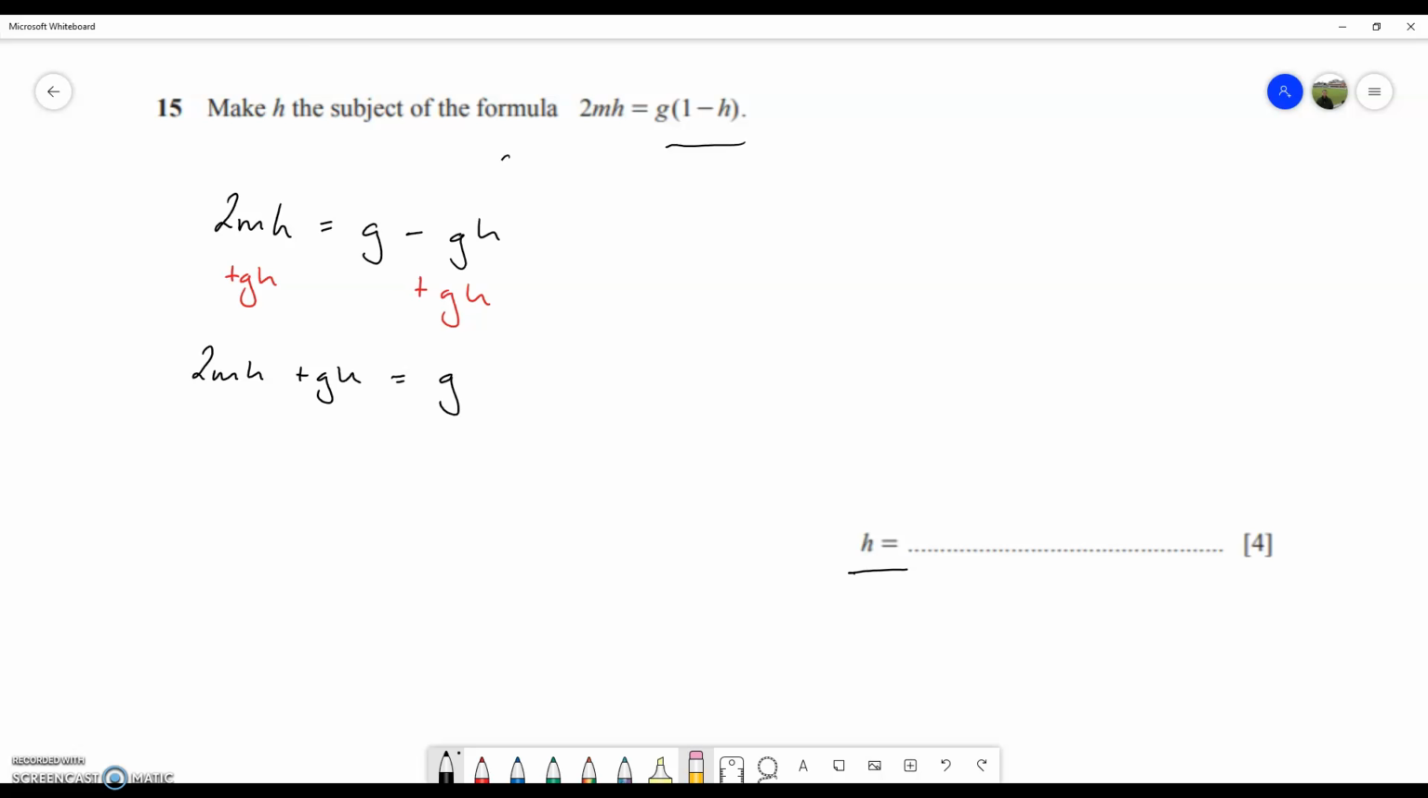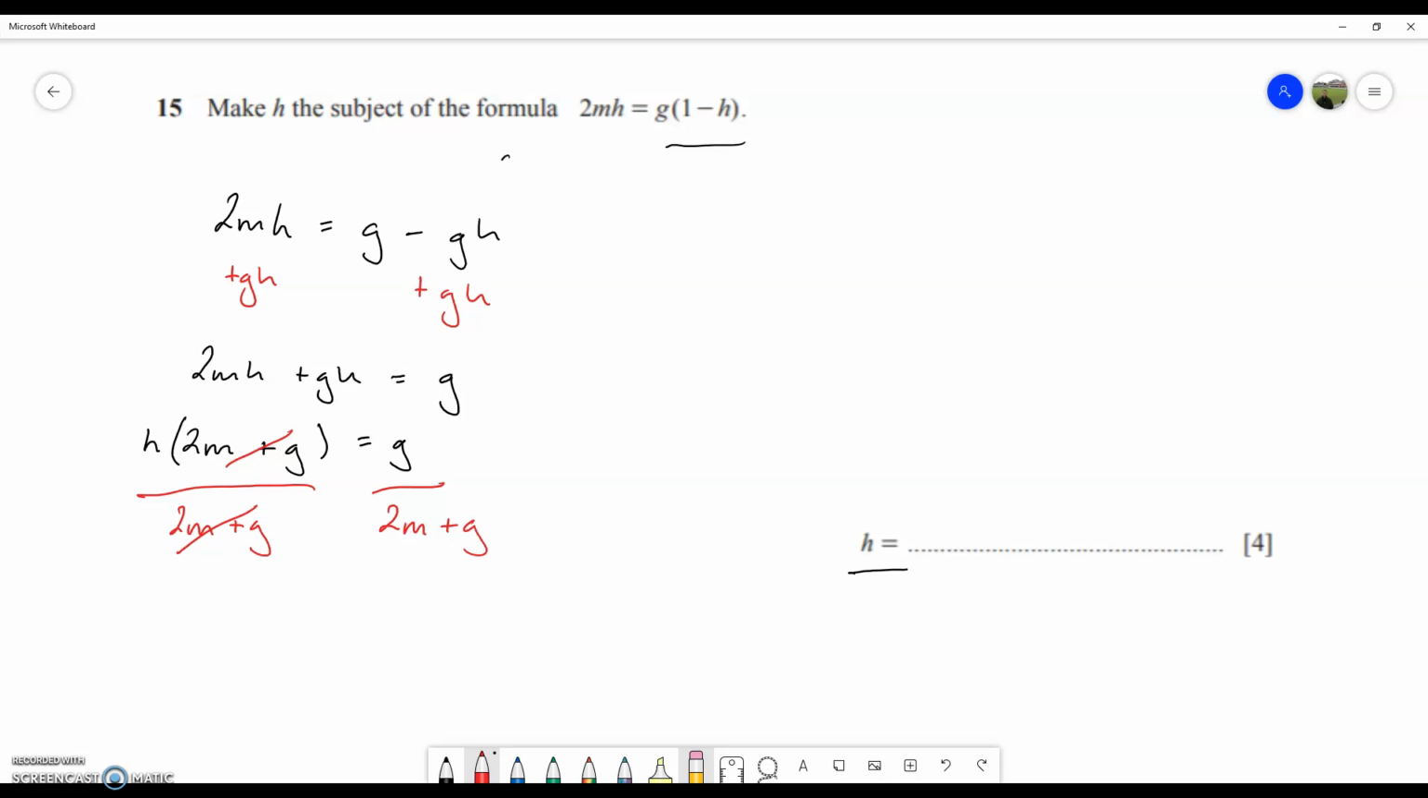Now that we've done that, what we can do is factorize the left hand side, by the common factor h, so h(2m plus g) is equal to g. Then we divide by 2m plus g on the left hand side, so we do the same on the right hand side. Those two cancel out, so we are left with h by itself.